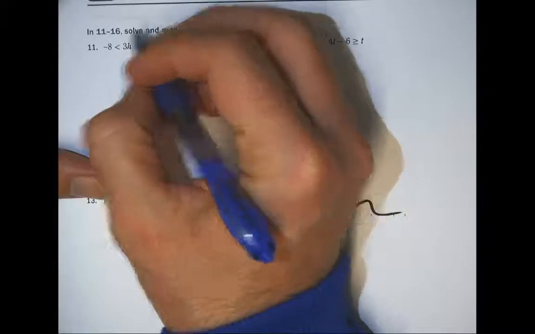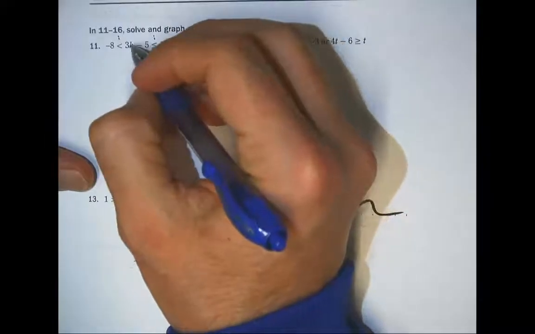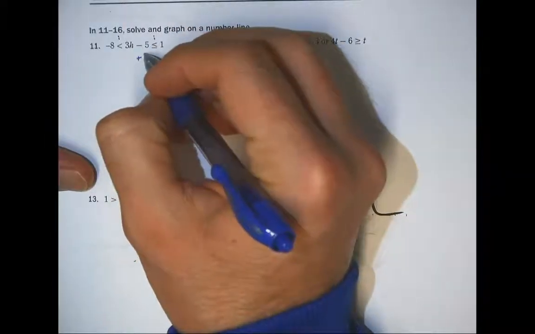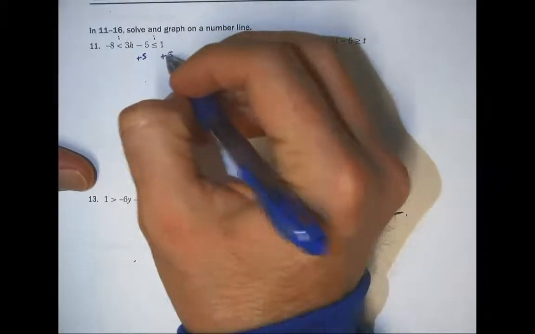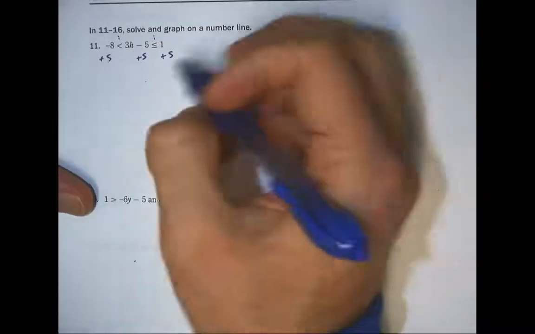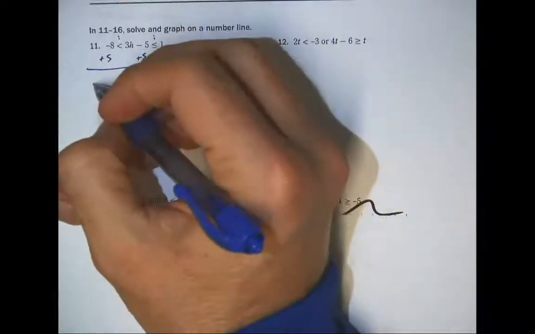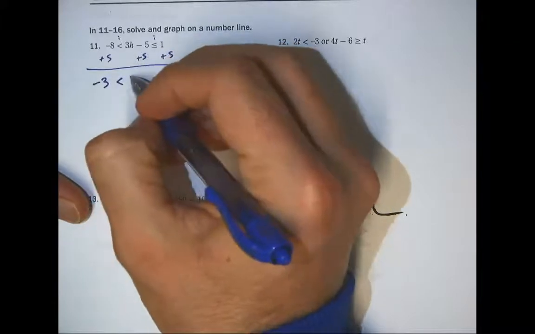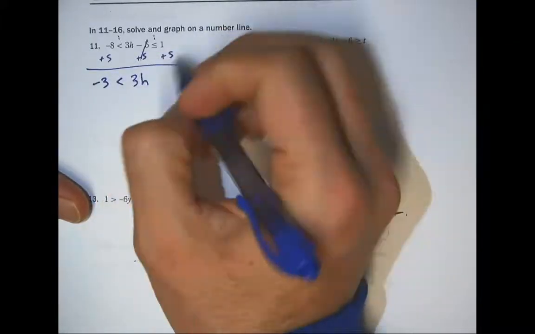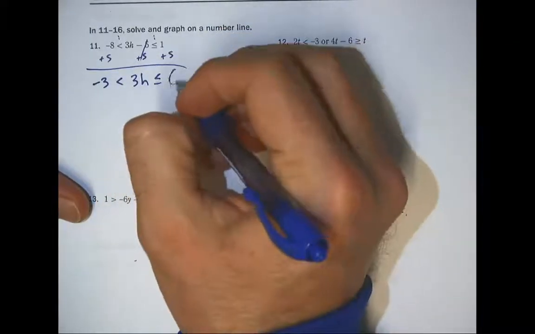Now you have dividing lines here and here, so you're actually going to have to do things 3 times, once on each side of those dividing lines. So with the minus 5, I'm trying to get h by itself. I'm going to add 5. I've got to do it once over here, and once over here. So negative 8 plus 5 is negative 3. Still have a 3h in the middle. And I have a 6.